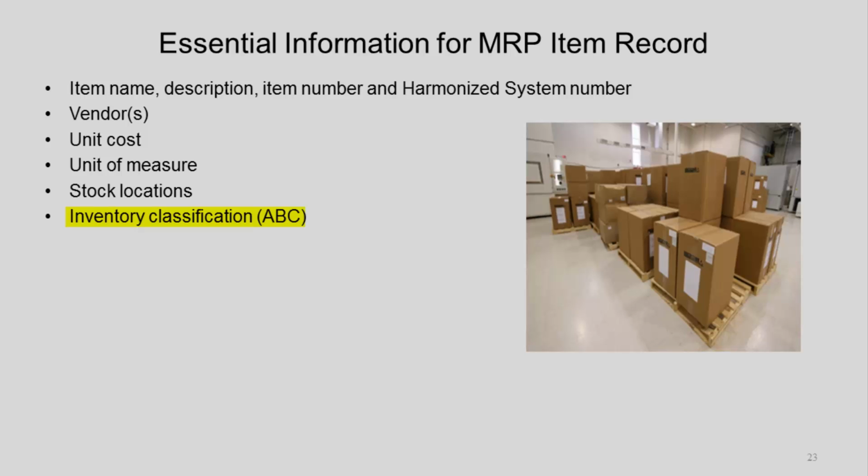ABC classification allows us to prioritize the level of attention that we pay to a given item. Is it a high-use item? Is it a high-value item? Is it both high-use and high-value? It's just a classification tool for prioritizing how much attention we pay to inventory. We'll get to that during our module on inventory management, but it should be in the item record in the MRP software.